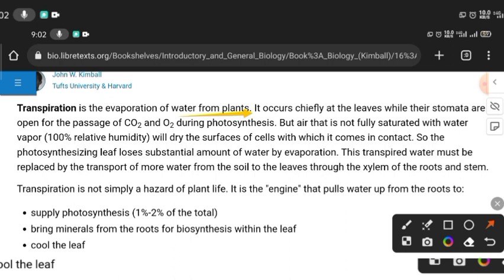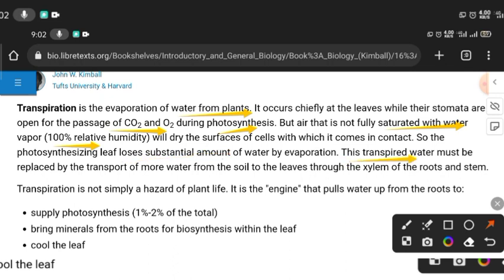It occurs chiefly at the leaves, where the stomata are open for the passage of carbon dioxide, oxygen and water vapors during the photosynthesis process, but air is not fully saturated with water vapors. 100% relative humidity would dry the surfaces of the cells which come in contact. So the photosynthesizing leaves lose a substantial amount of water by evaporation, which is called transpiration.